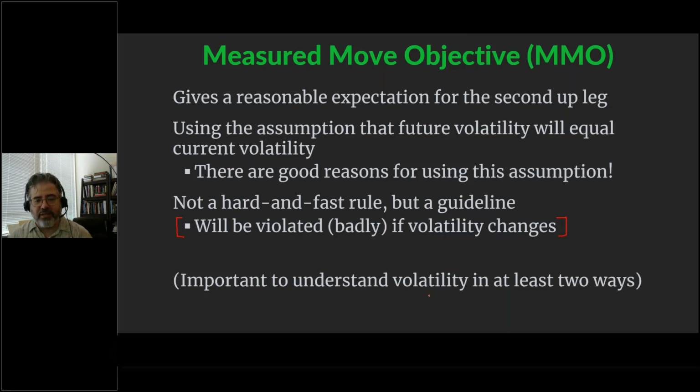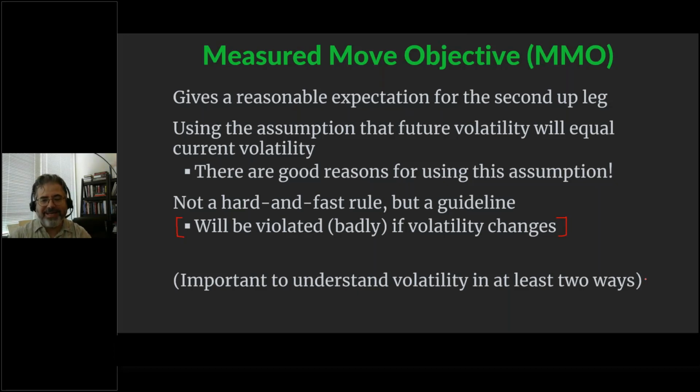It's also important to understand volatility in at least two ways, and this is something we could speak about for hours. But volatility, as it is classically measured, looks at how much something bounces around. It's a measurement of uncertainty. And that is certainly valid, and it's the way options price volatility.